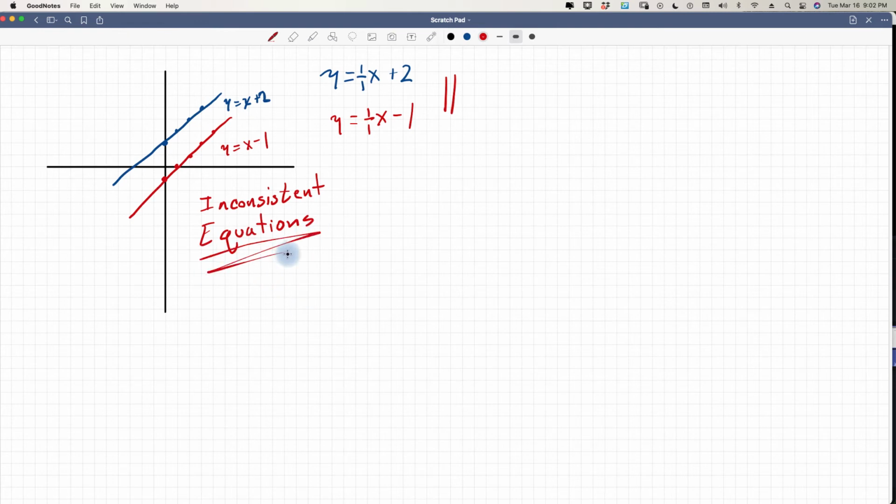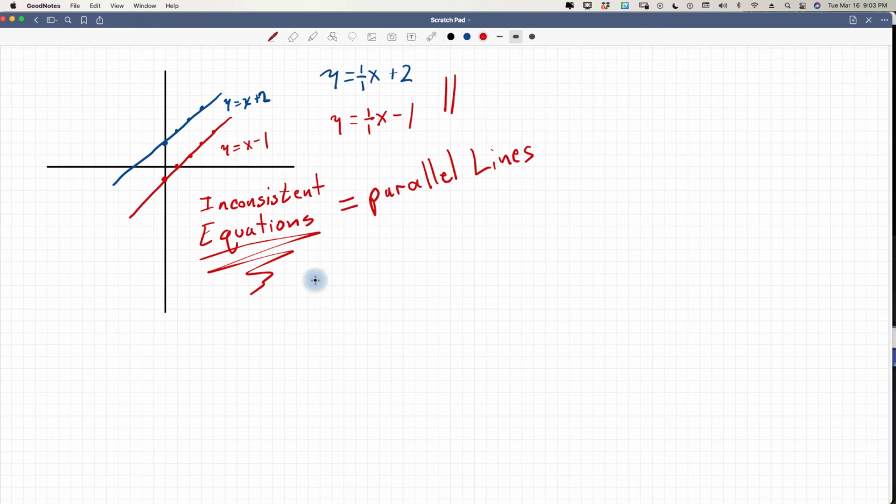So you need to write down this definition. Inconsistent equations equals parallel lines. So when you have parallel lines on your graph, you want to label it as an inconsistent equation.